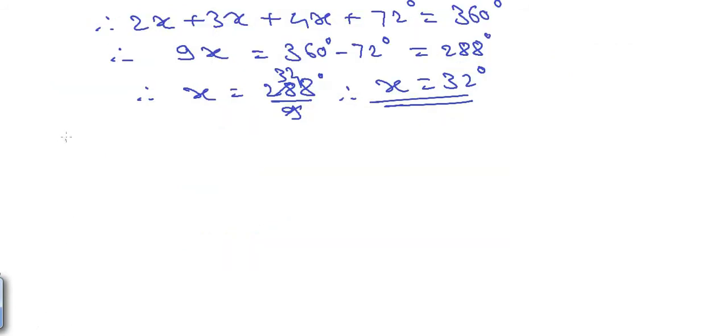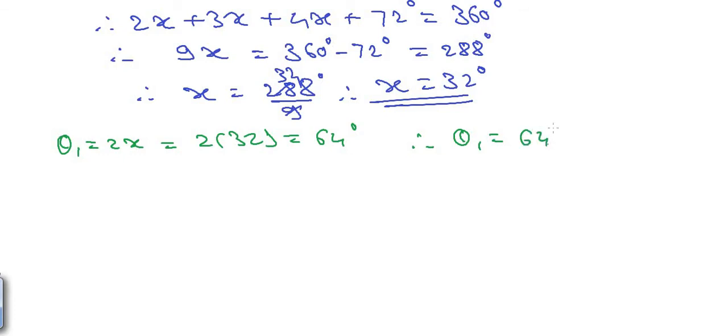Theta 1 is equal to 2x, that is equal to 2 into 32, that is equal to 64 degree. So thus we got theta 1 in terms of degree. Theta 1 equal to 64 degree. Now let us calculate theta 1 in terms of radian measure.